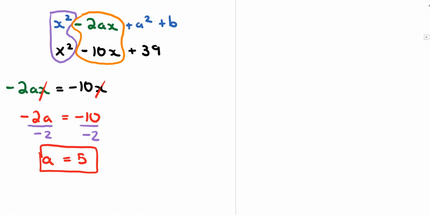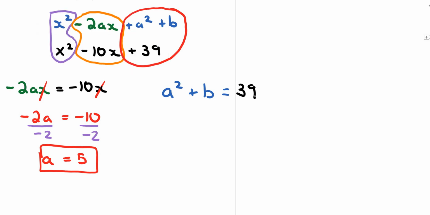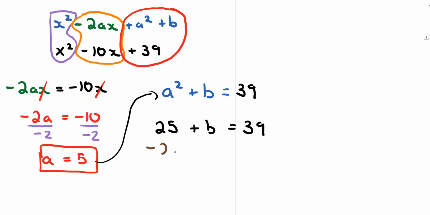And then if you keep on going here, if I use a red marker, we know that these have to be equal to each other, right? So if we keep on going along with this math problem, a squared plus b has to equal your 39, right? So you make your last terms equal to your last terms. And we know that a is already 5, so 5 times 5 is 25, plus b equals 39. And if you want to solve for b, you need to subtract 25 from both sides, and we get b equals positive 14. Okay, so that's a great question there.